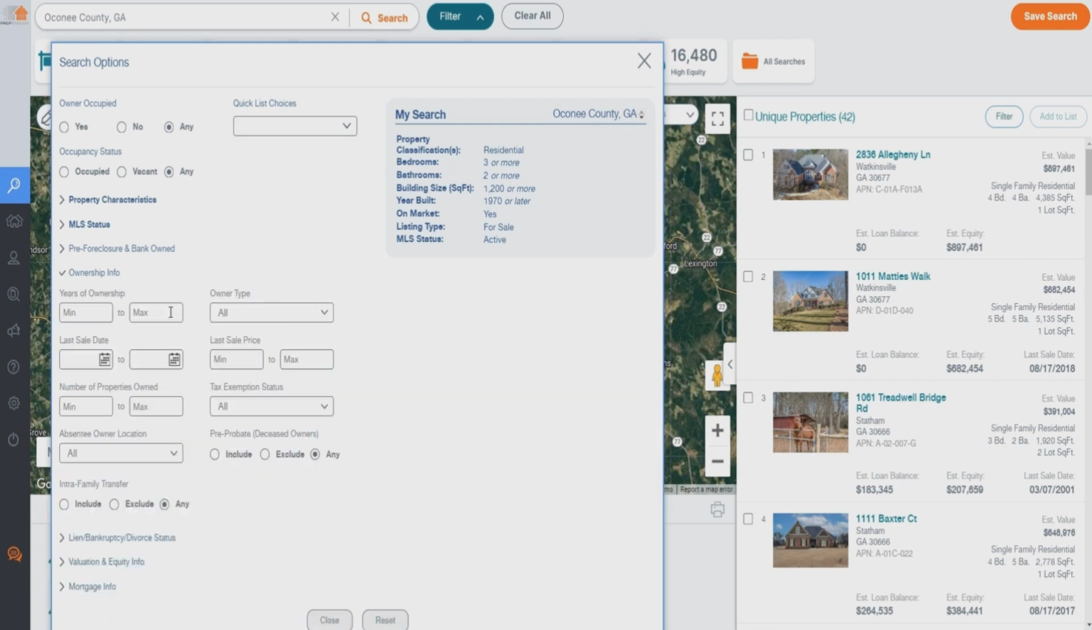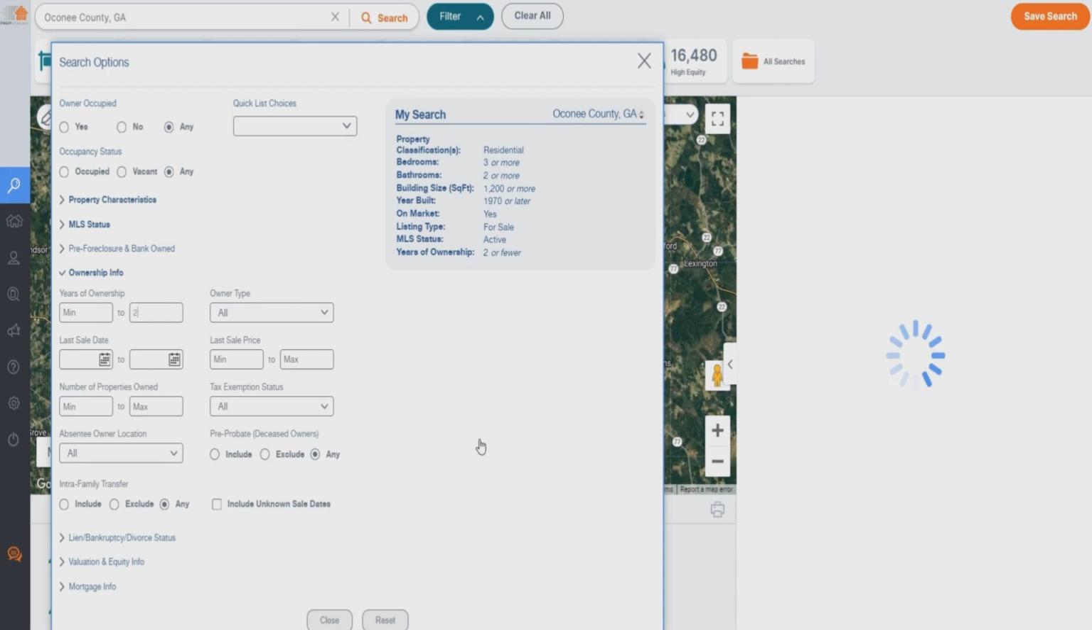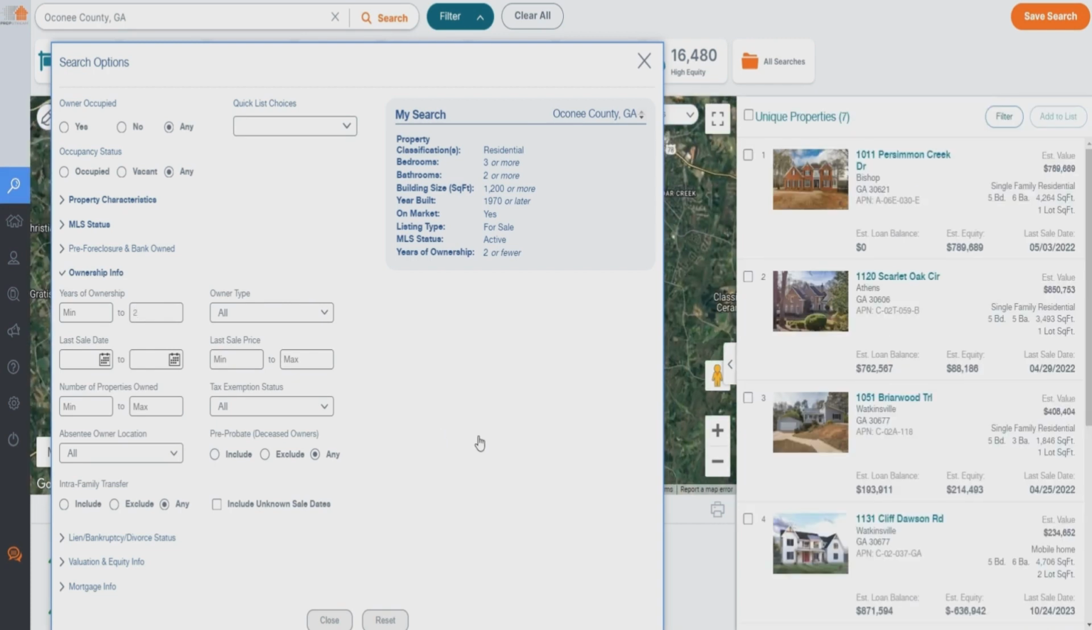For ownership info, let's do 2 years max. The reason I'm doing 2 years max for ownership is, generally speaking, if you have a property that's low equity and they're trying to resell it, that low equity is usually going to come with owning the property for a lesser time period. Properties that have been acquired for maybe 5-7 years, it's extremely unlikely that they will have low equity. But the 2-year mark seems to be a pretty decent average and consideration of whether or not the property will have low equity. And since we are targeting subject to, we will have years of ownership max at 2 years.